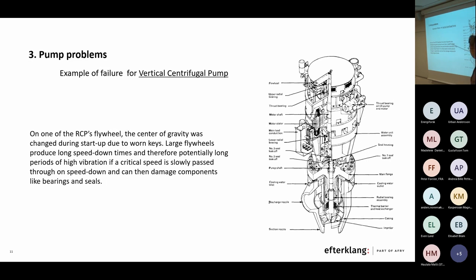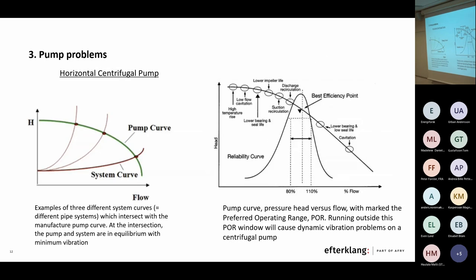And since it has a flywheel here also, when you do speed downs or coast downs, you may stay a long time when you go through this resonance, which makes it more wear and tear. So this can also be explained with the physics behind it, that you have this centralization of the shaft when you change the center of gravity.